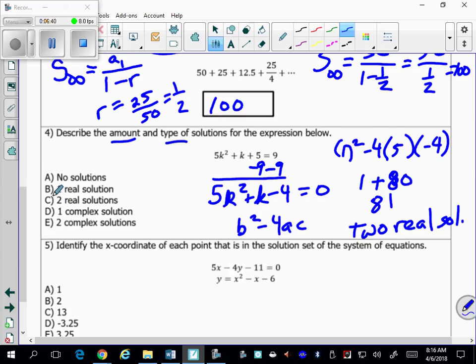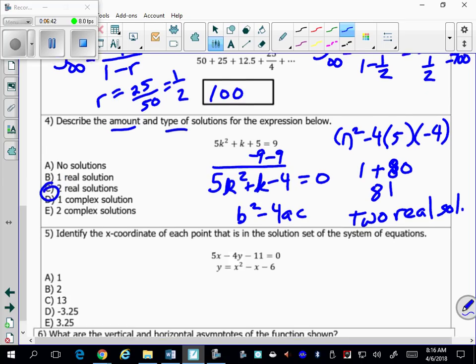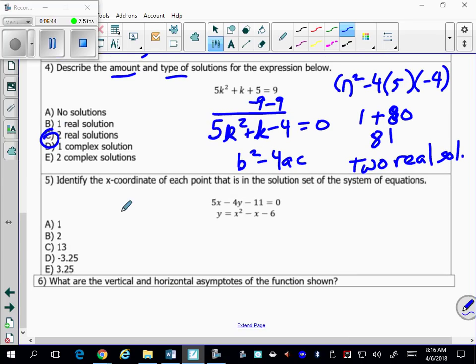So C. 5. Identify the x-coordinate of each point that is in the solution set. So here, first thing you're going to do, when you have equations, let's put them into the calculator. So the first thing you're going to have to do, though, is get both the equations equal to y equals. So the second one's already there, first one's not. So we need to move everything to the other side.